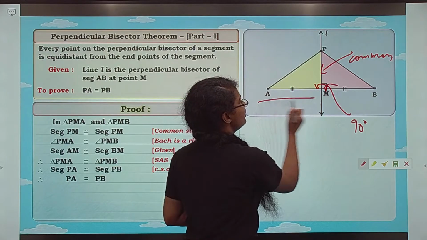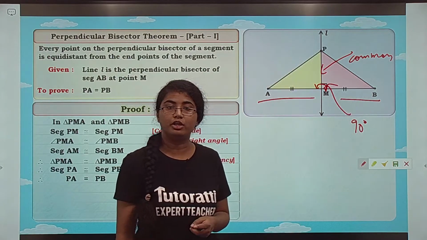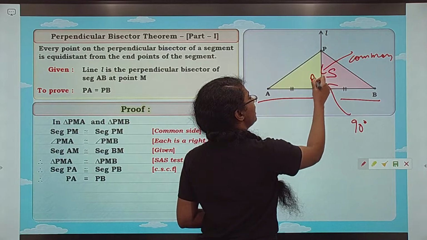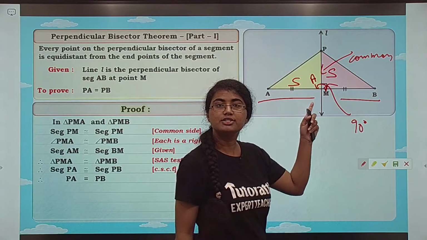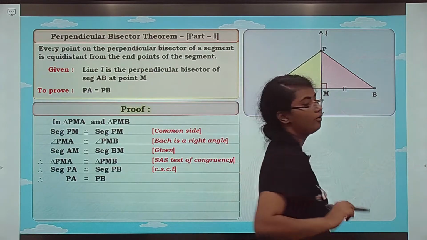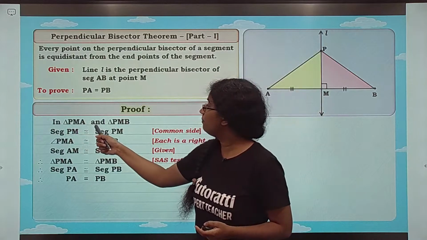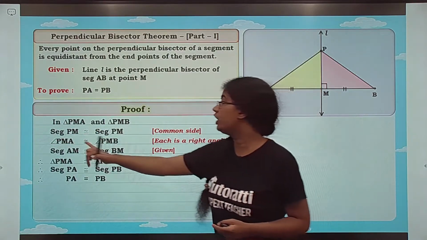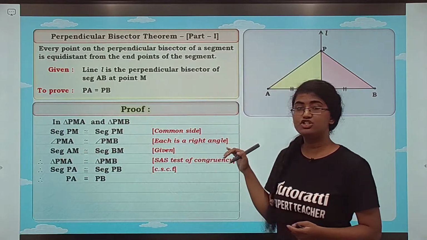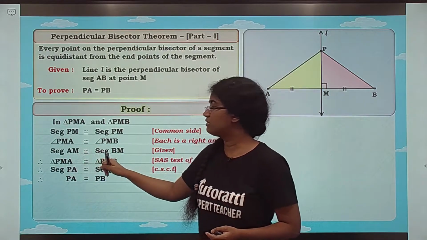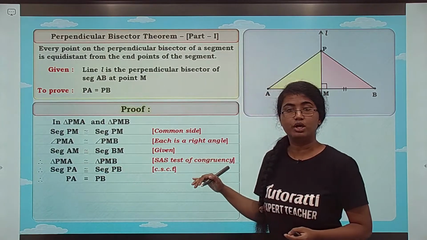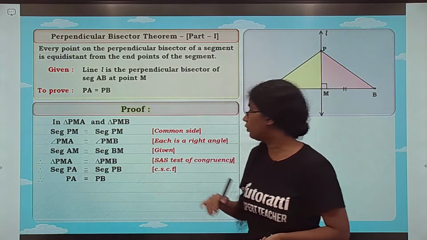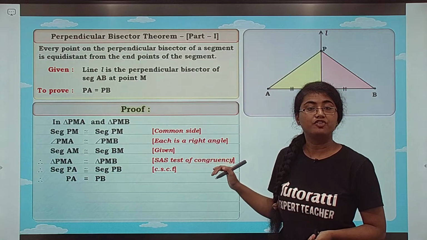Okay? And it is given that AM is equals to MB. So ये हुआ side, उनके बीच में angle and side again. So this is SAS test. Let's try to see how do we write it mathematically. So in triangle PMA and PMB, PM is congruent to PM because it is a common side. The two angles are congruent because they are each right angle. And AM is congruent to BM, which is given to us because it is a perpendicular bisector. So we can say that the two triangles are congruent by SAS test of congruency.